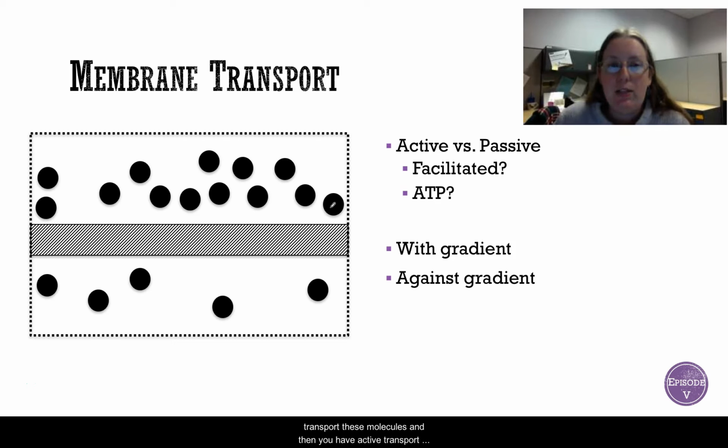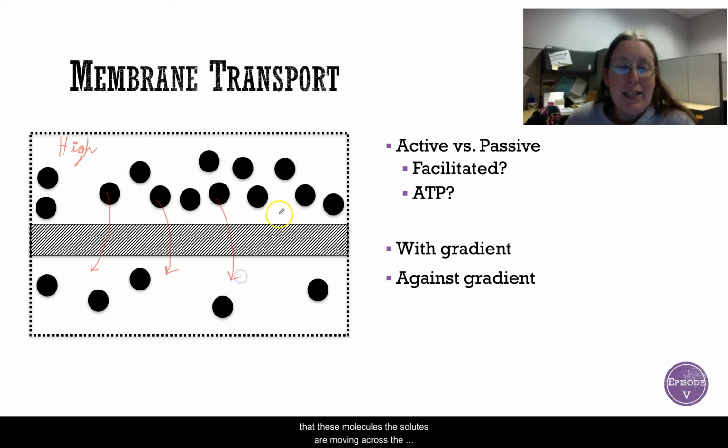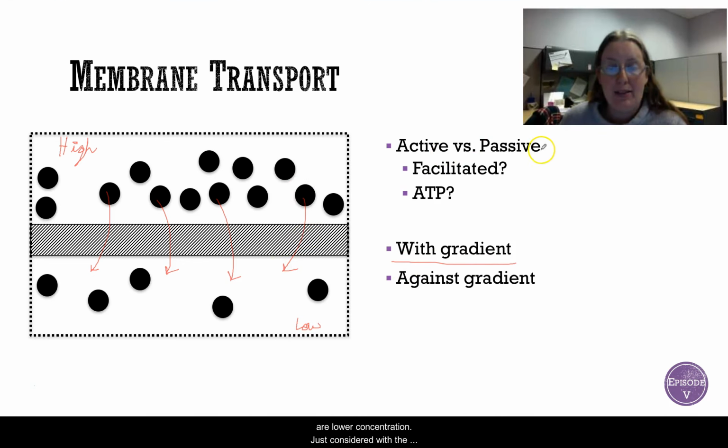Passive transport is the first one to deal with, and this is considering molecules, in this case solutes, moving directly across a membrane. This is going to occur from high concentration to low concentration. So this is with the gradient, okay? And that means that these solutes are moving across the membrane, balancing out the gradient, moving toward where our lower concentration is. This is considered with the gradient here. So moving from high to low, passive.